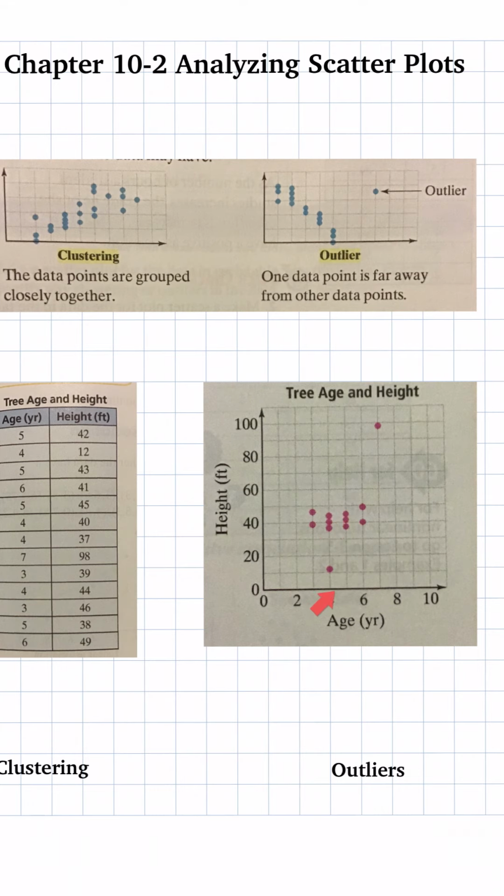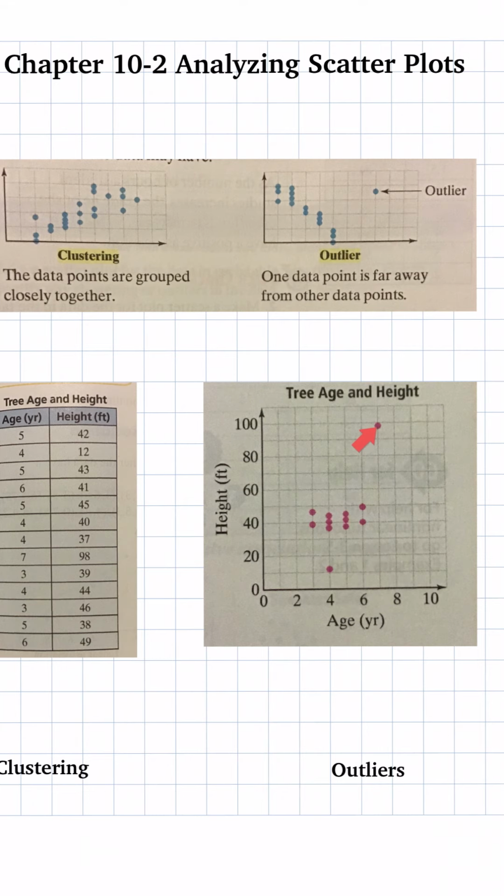4 years, 12 feet tall. Ooh, that one was little compared to the other one. So anyway, we went through and graphed all these. This is what you would come up with. These are clusters. They're clustered together. But then if we look at the 4 and 12, that's not part of the cluster. That one's very far away from the cluster. So that's an outlier.